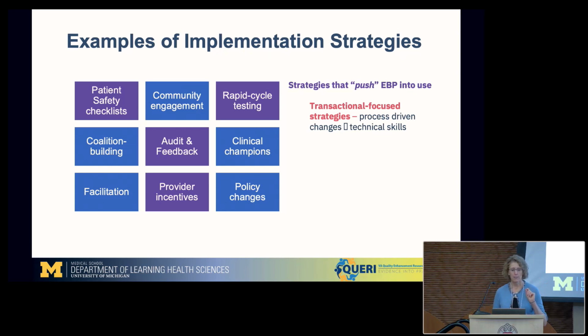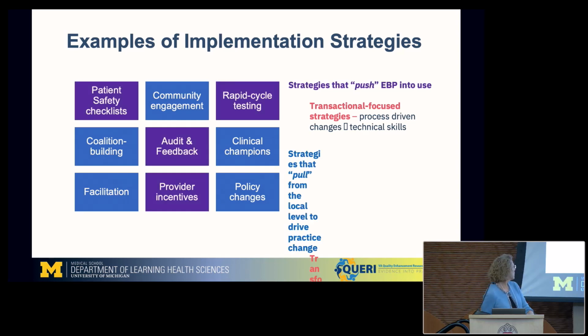The first are strategies that push the evidence-based practice or treatment into real-world settings, and you basically show providers how to use these treatments. Typically, they include patient safety checklists, rapid cycle testing, which is your plan, do, study, act cycles in a clinic, audit and feedback. You audit whether or not providers are using a treatment. You provide feedback on how to help them deliver the treatment better, and provider incentives to some extent. These are things like financial incentives and so forth.